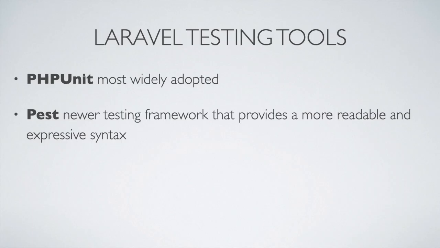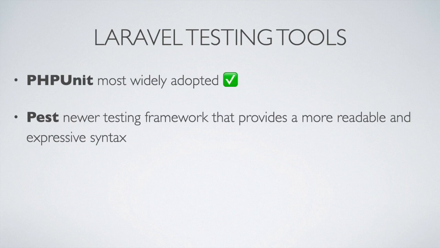PHPUnit is the most widely adopted tool. Pest, on the other hand, is a newer testing framework that provides a more readable and expressive syntax. While Pest is great and many developers enjoy its clean syntax, in this course we'll stick with PHPUnit because it's more widely used in real-world projects and better supported by the community at this time. If you're interested, Pest can be installed later in any Laravel project, but we'll focus on PHPUnit.